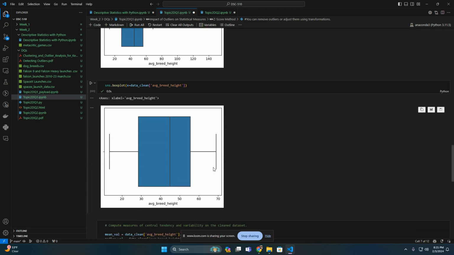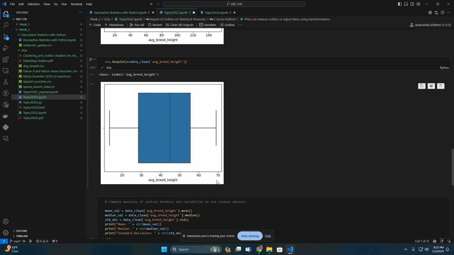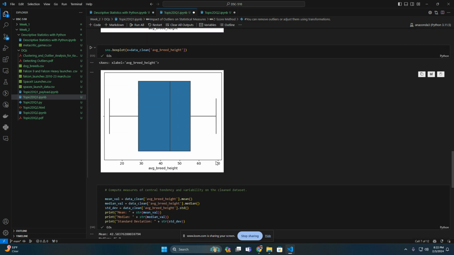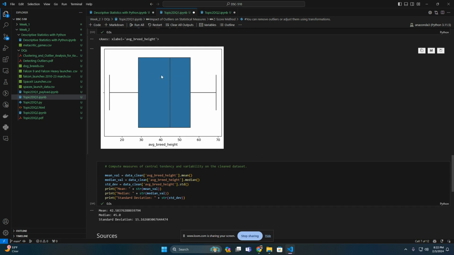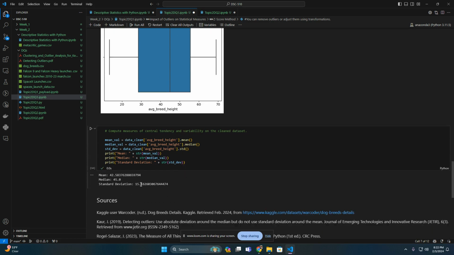So once we get rid of it, we have this beautiful looking box plot right here. I used Seaborn for this so that we can see what our average is. So the mean and the median and the standard deviation of this is printed out right here, the central tendency and variability. So the mean or the average weight of our dog breeds is almost 43 pounds, and then the median is 45.